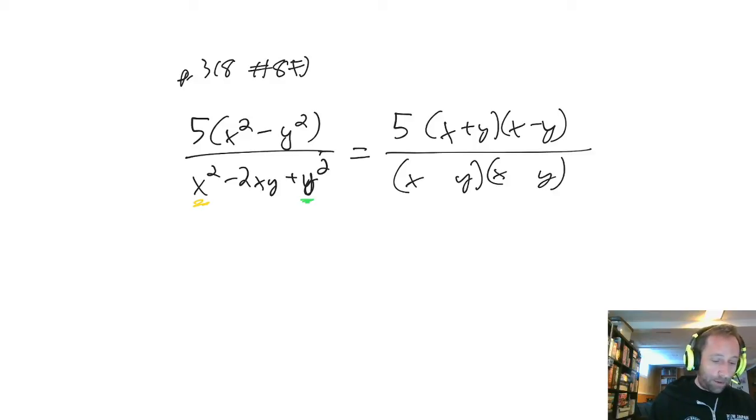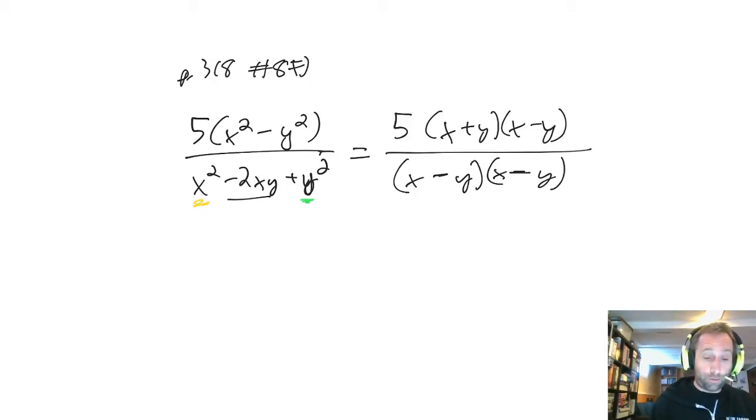And I note that we have a negative here, and indeed it's negative 2xy. So if we just expand this expression that's on the right, we have x times x is x squared, x times negative y is negative xy, negative y times x is negative xy, that gives us our negative 2xy, negative y times negative y is a positive y squared. So you can see that the expression on the left factors to the expression on the right.